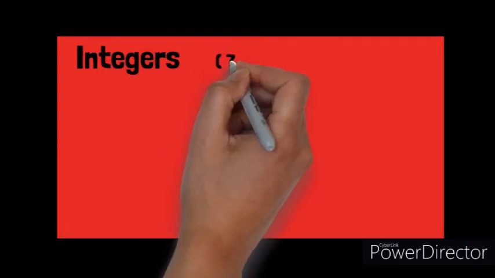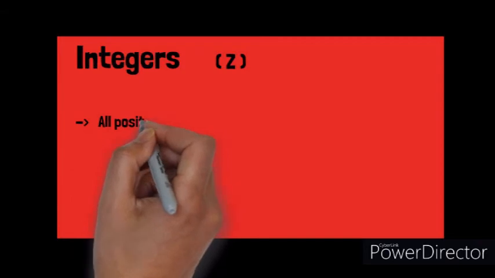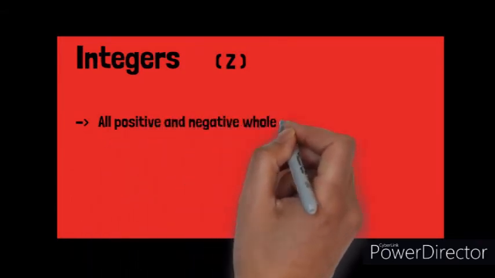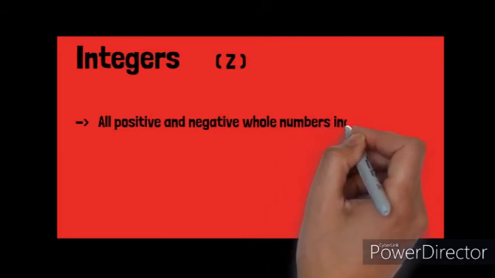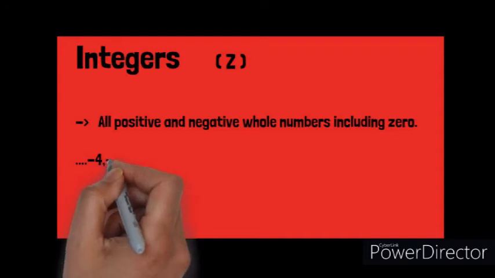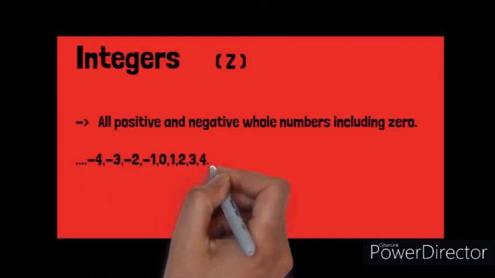Integers. The abbreviation for an integer is a capital Z. Integers are whole numbers and their opposites, so basically positive and negative whole numbers. For example, -4, -3, -2, -1, 0, 1, 2, 3, 4, and so on.